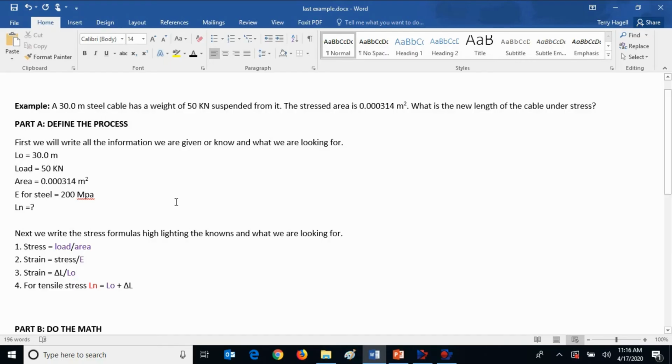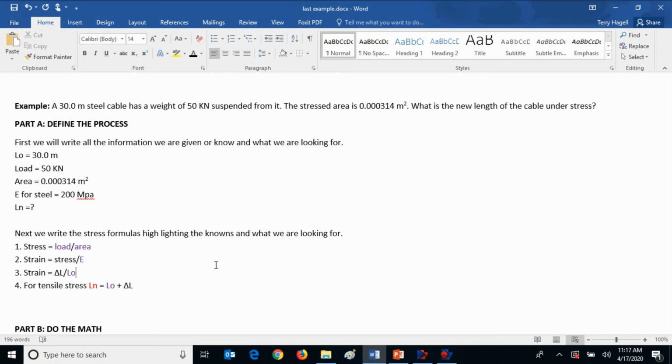So the first thing we have to do is define the process. We will write down all the information we are given or know and what we are looking for. So we know the original length, the load, the stressed area, E for steel, and we are looking for the new length. Second, we write down the stress formulas, highlighting the knowns and what we are looking for. Then we look for the formula that has the unknown in it.